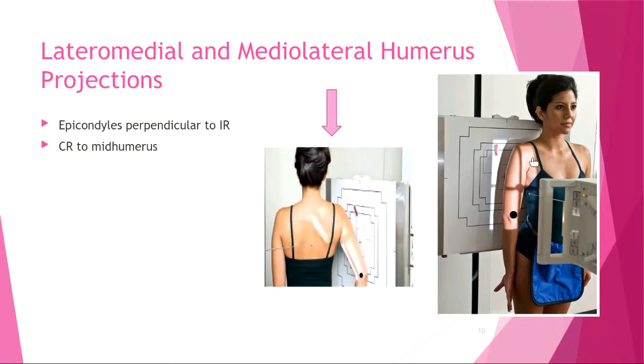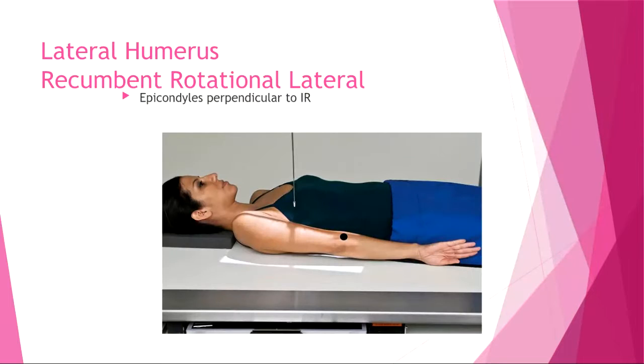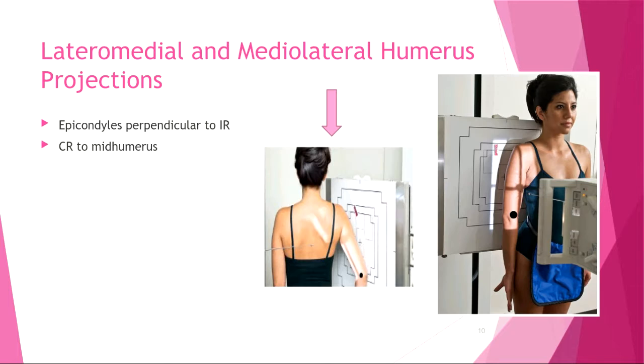So she's simply standing up, internally rotating her hand so that the dorsal surface is against her thigh, and that would make her epicondyles perpendicular to the IR. So this would work, as well as this particular image where she's lying down doing the same thing. The epicondyles would then be perpendicular, which would place the humerus in a lateral position. So this is a lateral recumbent humerus, and this would be an upright lateral, simply by internally rotating the arm.